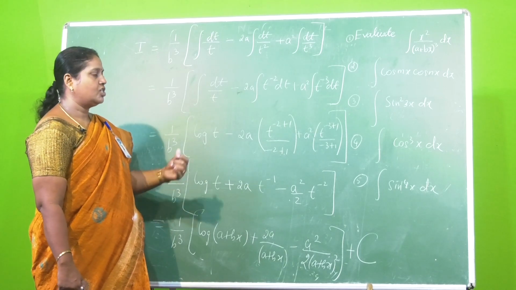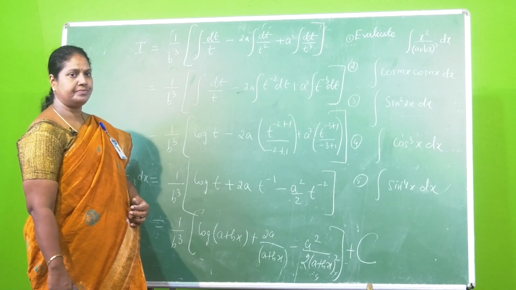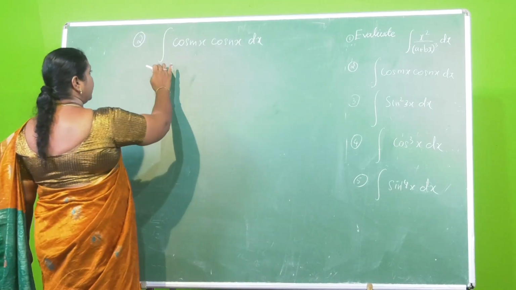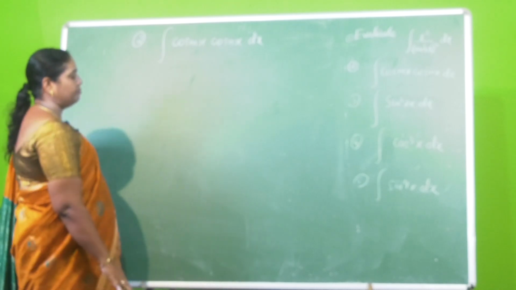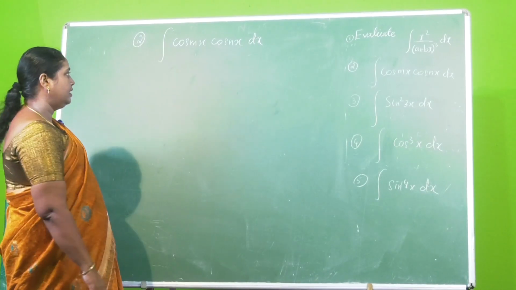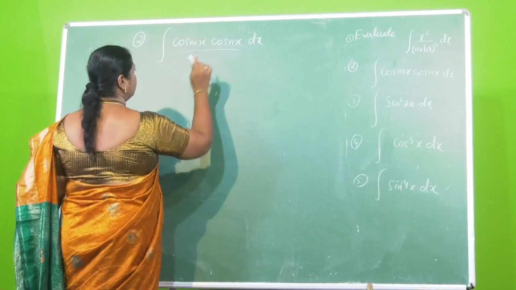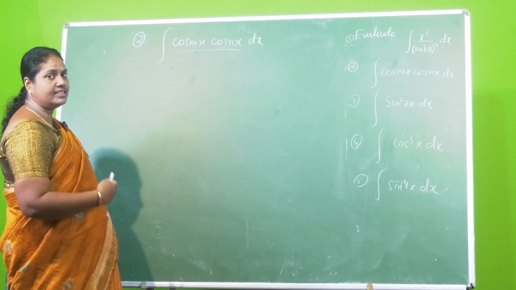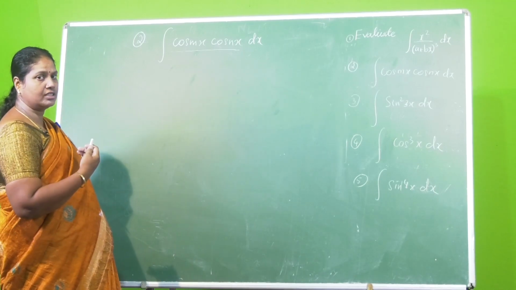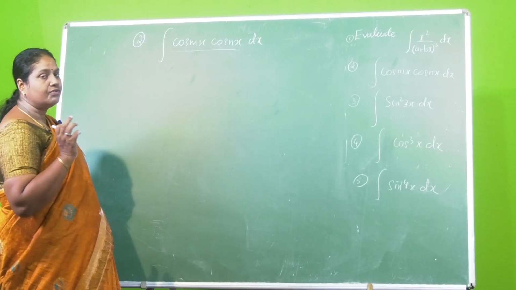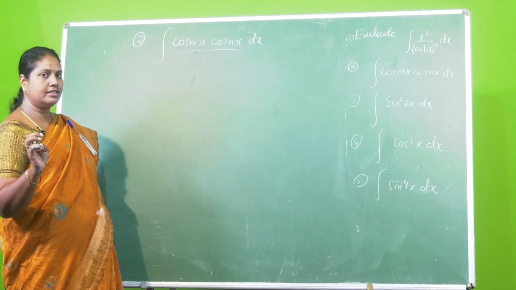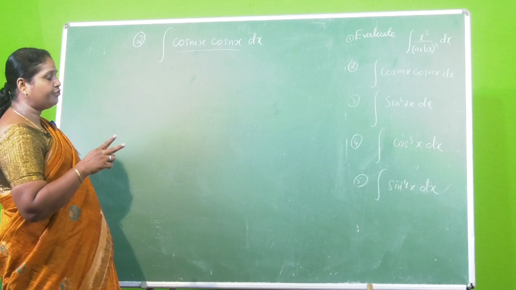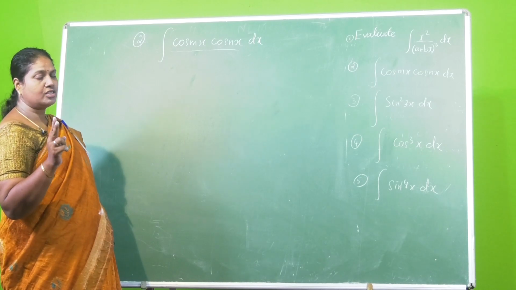So shall we solve the second problem? So what is your second problem? It is to integrate a function of the type cos mx cos nx dx. Here you are having integrals involving trigonometric functions. So we know the basic formulas are integral cos x, integral sin x, like that, isn't it? Here is the combination of two cos terms, that is cos mx cos nx.